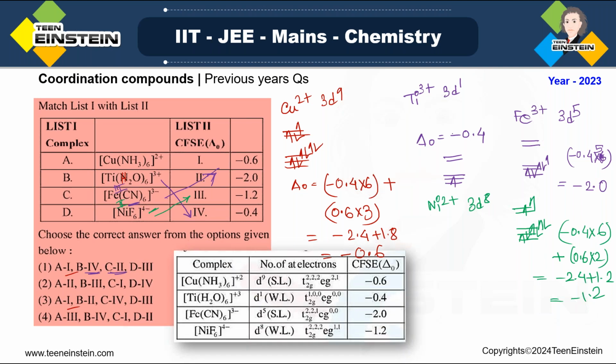Now you can see all the calculations in a single table. This is D9 strong field, then strong field ligand, weak field ligand, again strong field ligand, and this is also weak field ligand. Here it is 0.6, then 0.4. So these are our calculations. 0.4, the next one minus 2.0, and this one. So option 1 is the correct option. Fine.